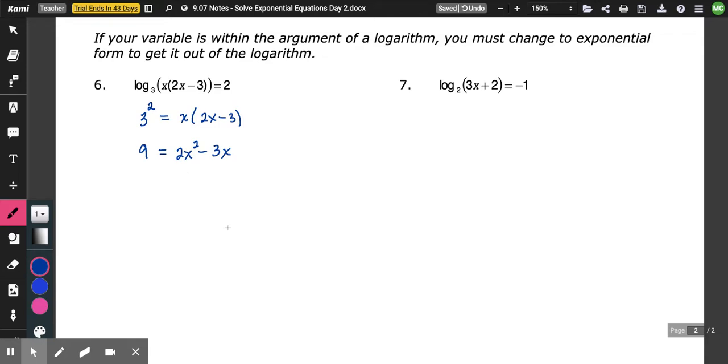So to create that 0, I'm going to subtract 9 from both sides. So that gives me 2x squared minus 3x minus 9. Then I would factor if possible. This one will factor. My outside product there would be a negative 18.